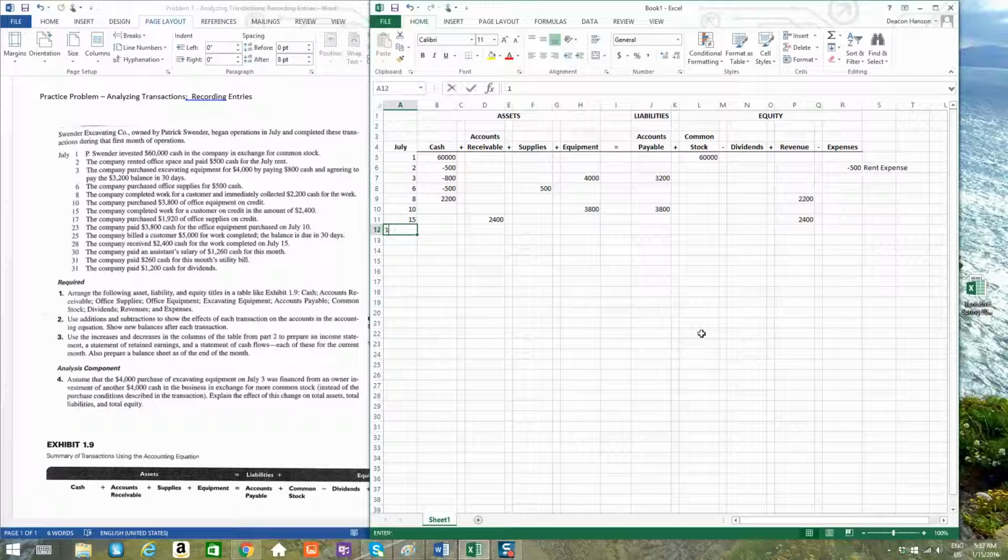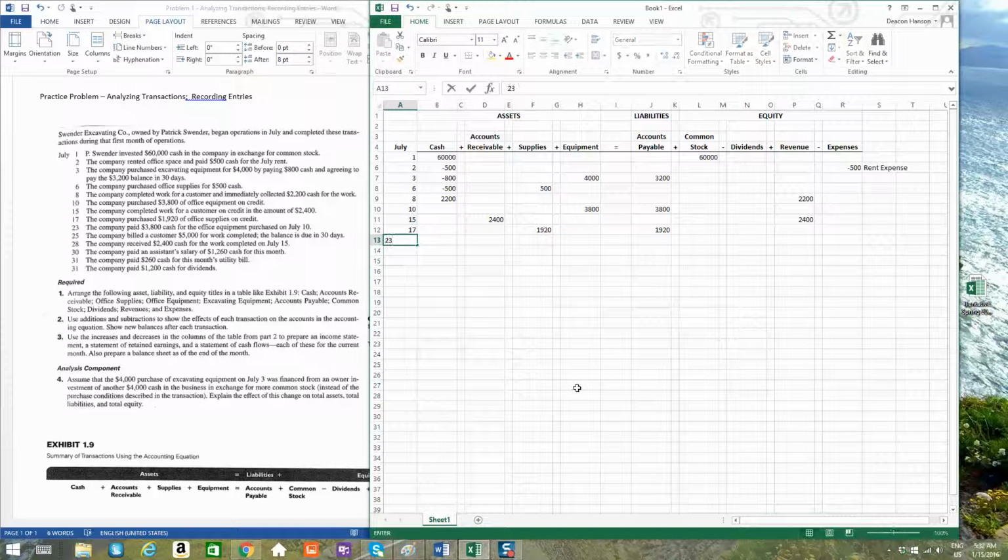Now on the 17th, the company purchased 1,920 of office supplies on credit. So that also means, of course, office supplies are going to increase by 1,920, but the company's obligation to pay for that also increases. So we're going to increase accounts payable by 1,920.